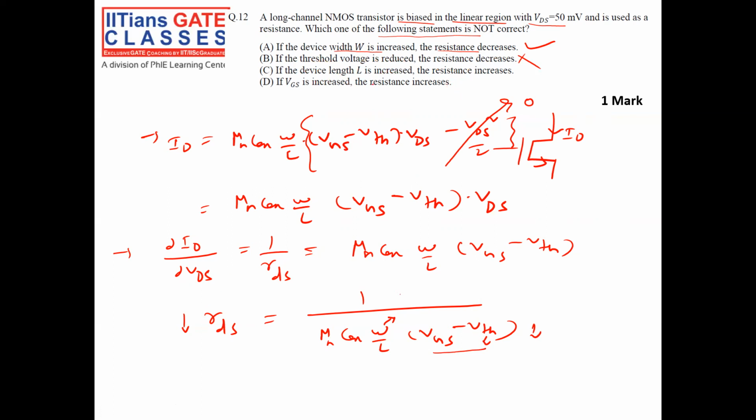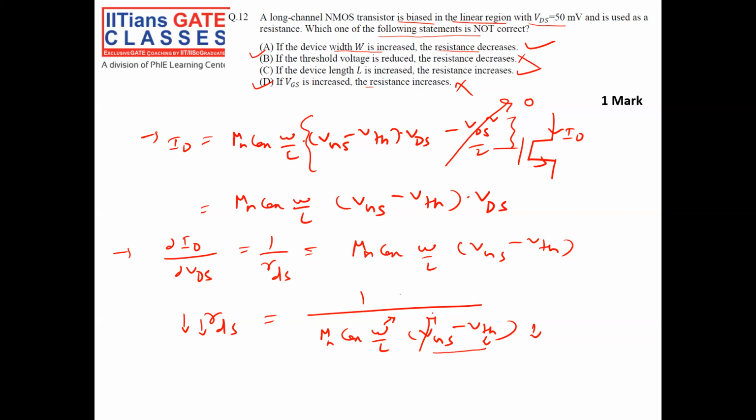If VGS increases, the resistance increases, right? If VGS is increased, what will happen to my RDS? RDS will be decreasing. So option D also is not right. Option C is right. So if threshold voltage is reduced, the resistance is increasing, because if VT is decreasing, my resistance is increasing. Similarly, if VGS is increased, the resistance is decreasing. So B and D both are not correct.